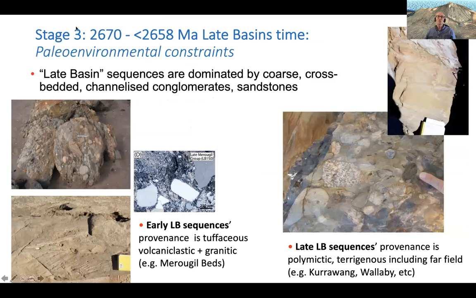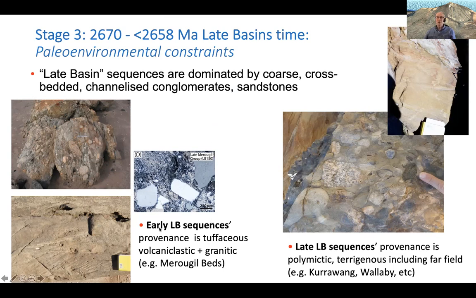When we get to stage 3 or late basins time, there are also significant changes. And the deposits of these late basin sequences are dominated by coarse, cross-bedded, channelized conglomerates and sandstones. And very importantly, this represents the first level in the stratigraphy where we see large-scale planar and trough cross-bedding and scour and fill structures, which are indicative of high-energy tractional environments.